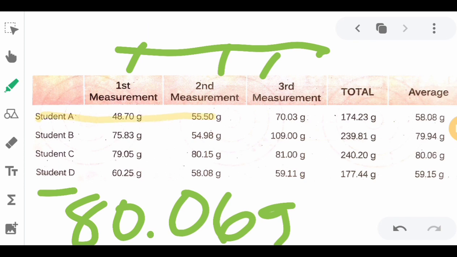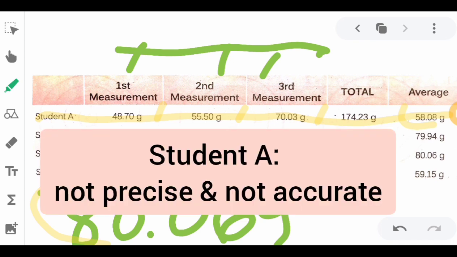Let us analyze the measurement of student A. This is his or her work. Student A obtained measurement values that are far from one another: 48.70, 55.50, and 70.03. Therefore, this is not precise because they are not close to one another. And if this is the standard value, the average or measured value is 58.08. If you add and divide these values, this is also not accurate. So the measurements of student A are neither accurate nor precise.